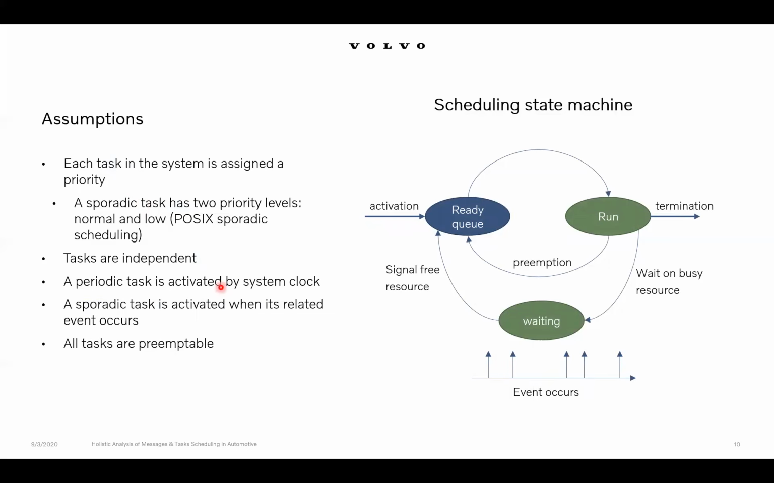Even if it's a sporadic or periodic task, they have 1 priority each. And as I said before, a periodic task is activated by the system clock. A sporadic task is activated when the event occurs. And we allow preemptive scheduling, meaning that whenever the task is activated, it is put in the ready queue. The scheduler then takes the first one in the ready queue and puts it on running. The ready queue is sorted based on the priority, and when a higher priority task arrives, it will preempt the lower priority task and put it back to the ready queue. We have some tasks in the waiting state, where they wait for the external event to occur.